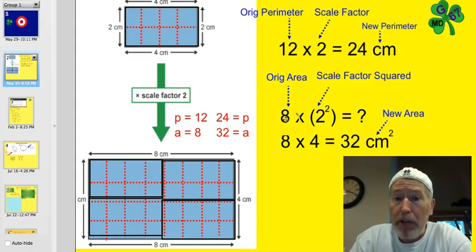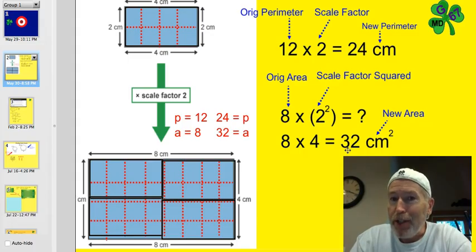You can take the original area, 8, and multiply it by the square of the scale factor. So the scale factor was 2 squared. So then I'm going to simplify in this next step. 8 times 4, I have 32 centimeters squared.